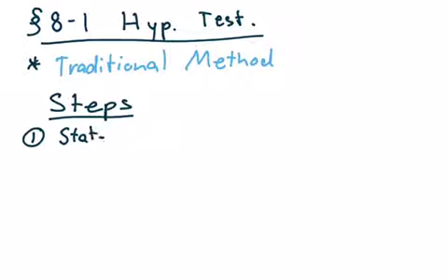State H subscript 0 and H subscript 1. The book says to identify the claim. That is not 100% necessary. It does help. It is useful to identify the claim. The claim is usually associated with the research hypothesis or the alternative hypothesis. That's another word for the alternative hypothesis, we know, is the research hypothesis.